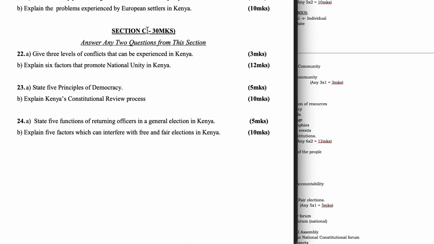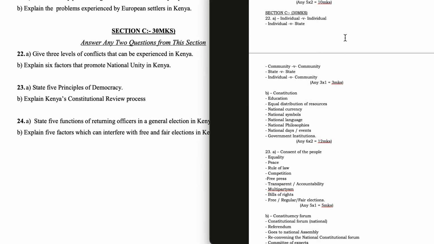Section C, 30 marks. Answer any 2 questions from this section. 22A, give 3 levels of conflicts that can be experienced in Kenya. 3 marks. We have individual versus individual, individual versus state, community versus community, state versus state, individual versus community.